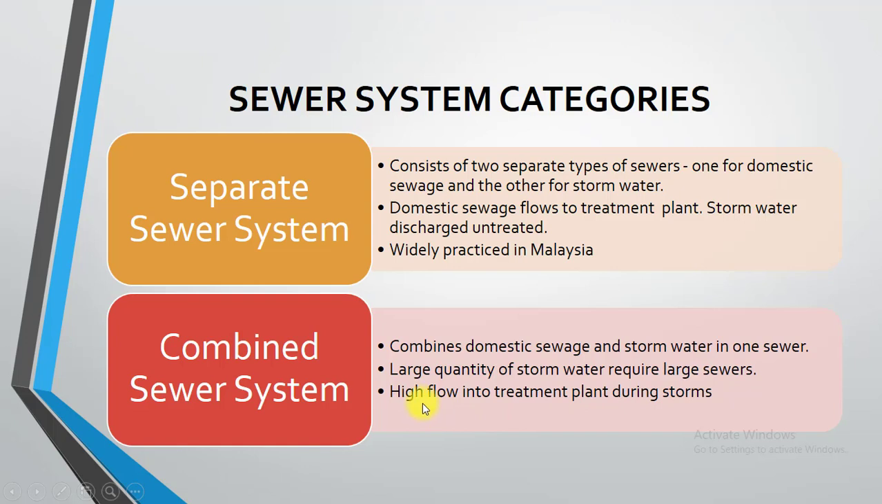In this system also we expect to see high flow into the treatment plant during storms, and this is logical because during storms both wastewater and stormwater are in very high quantities. So the treatment plant must be designed to receive such quantities and to be able to treat them efficiently.